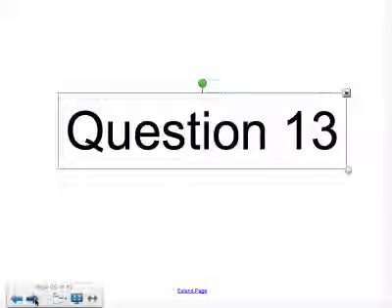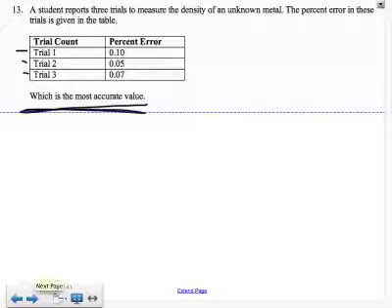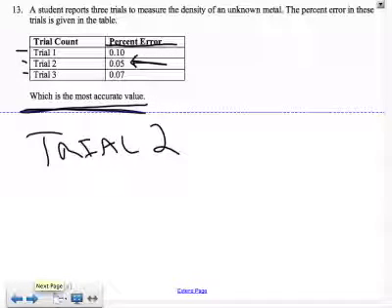Number 13. A student reports 3 trials to measure the density of unknown metal. The percent error in these trials is given in the table. So trial 1 was a percent error of 0.1, trial 2 0.05, and trial 3 0.07. The question is, which is the most accurate value from these 3 trials? Which trial was the most accurate? Well, the most accurate means you've got the closest to the right answer, and in percent error, the closest to the right answer would have the smallest percent error. So trial 2 has the smallest percent error, which means it's closest to the correct answer, the most accurate.